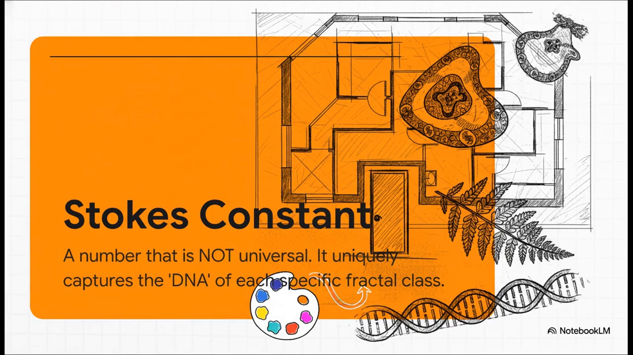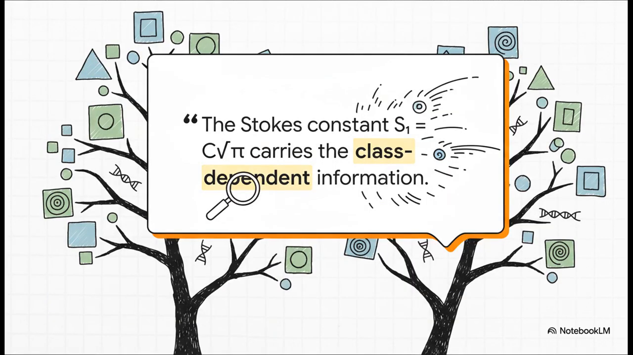Here's a way to think about it. The overall blueprint for building a house might be universal, right? But the Stokes constant is like the specific paint color you choose for the front door. It's the one piece of information that is not universal, and it carries the unique DNA that defines the individual character of each fractal class. The paper itself puts it perfectly. It says that this specific formula is what carries the unique class-dependent information. So while the deep structure might be the same everywhere, this one value changes from family to family, and that's what makes all the difference in how they look and behave.